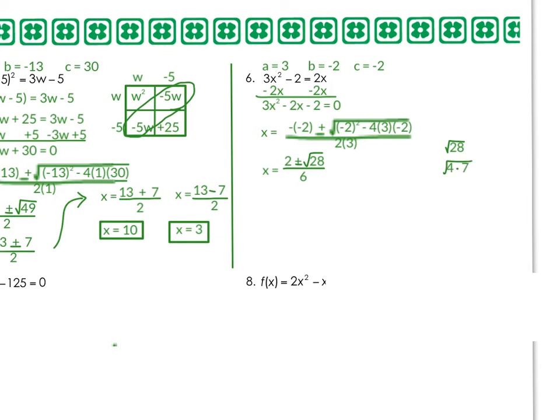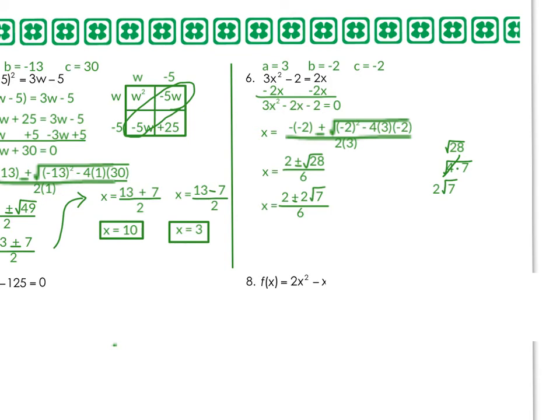Then, because 4 is on the perfect square list, I can cross that out and it can break out of the radical to become 2 radical 7. And then that will go in place of the radical 28 in my answer so far. So this becomes 2 plus minus 2 radical 7 all divided by 6.